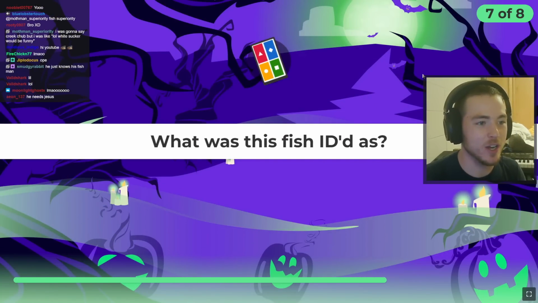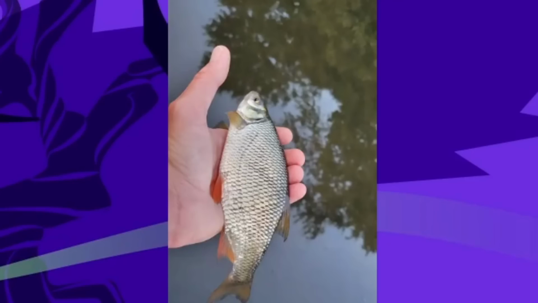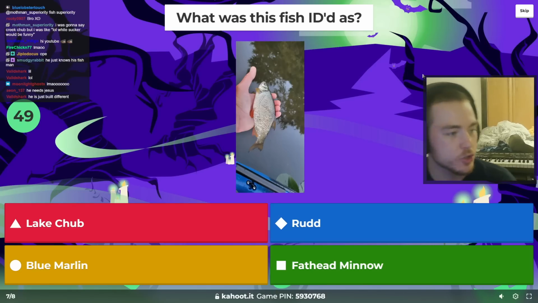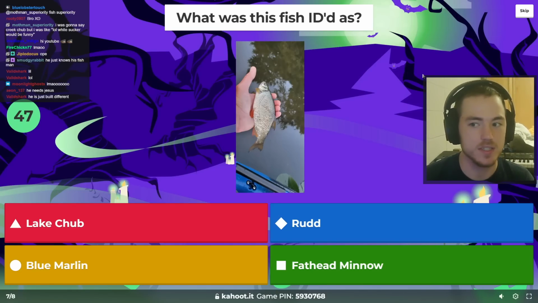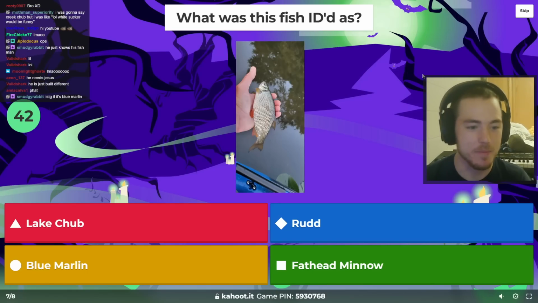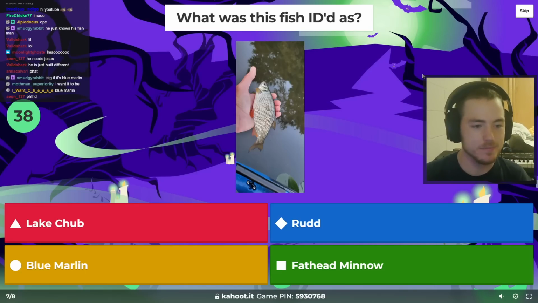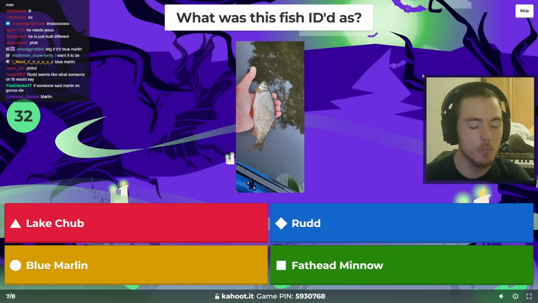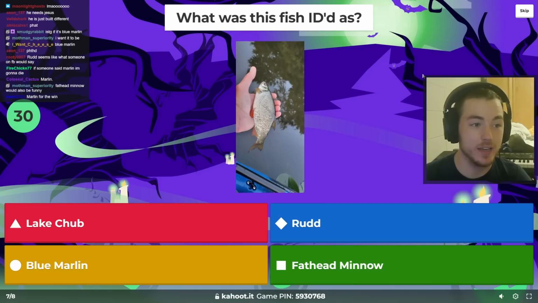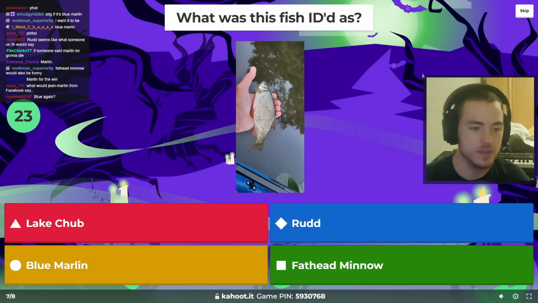What was this fish ID'd as? This, of course, is a golden shiner. Pretty easy ID when they're big. I mean, their body shape is unlike most other fish. Should be really easy to tell what this is when it's big. Everybody should look at this and be like, golden shiner. Yeah, obviously. Rudd could also be somewhat reasonable. They look somewhat alike. Rudd is kind of a stupid answer because we're in New Jersey, not in Europe. But that's somewhat reasonable.